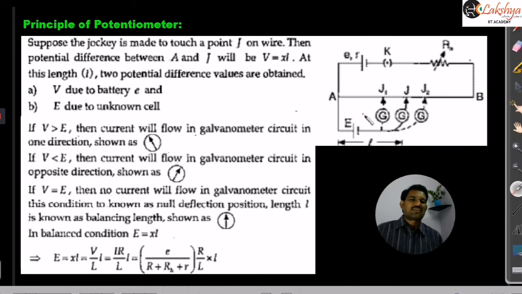Now let us come to the problem which we discussed previously. The galvanometer, this J1 and J2 are indicated. I will explain them later. So first let us discuss this. At the point J, when the jockey contact is made at the point J, the galvanometer indicates 0 reading.